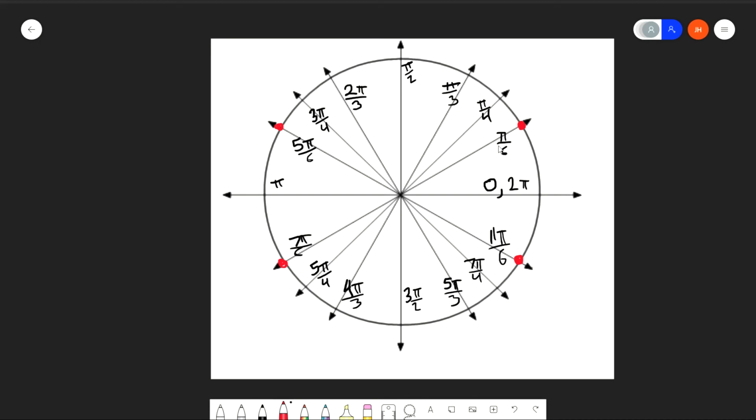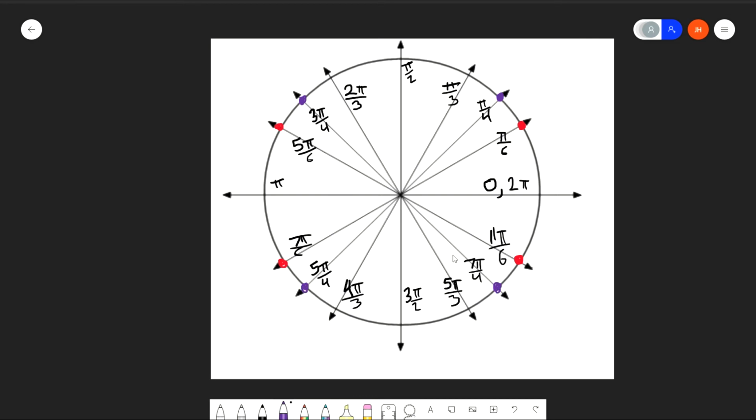You won't find a 4 pi over 6 because that simplifies to 2 pi over 3, and so on. The middle diagonals, right? Those diagonals in the middle are always my pi over 4's. So here's pi over 4, and really I'm just counting by them, right? Pi over 4. I have 3 pi over 4 here. I have 5 pi over 4 here. I have 7 pi over 4 here.